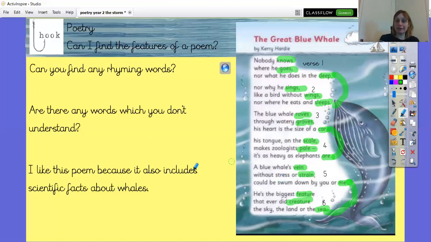But it has one of those facts that we talked about when we were doing one of our Zooms, when I said that a whale's heart was as large as a small car. And so this one is talking about how its tongue is as big as an elephant as well, which is quite interesting to know.